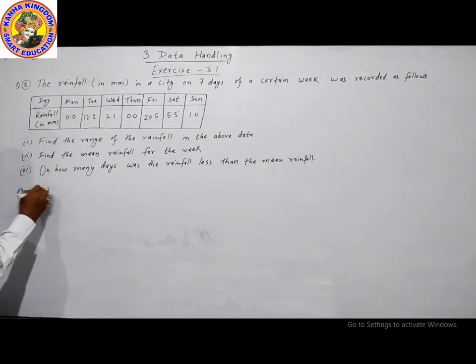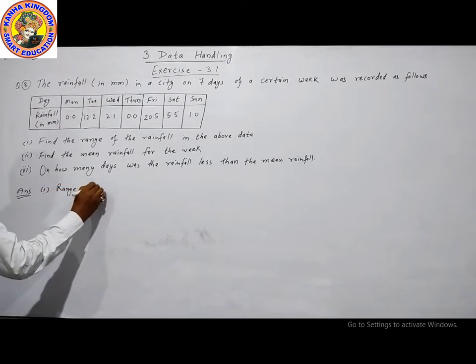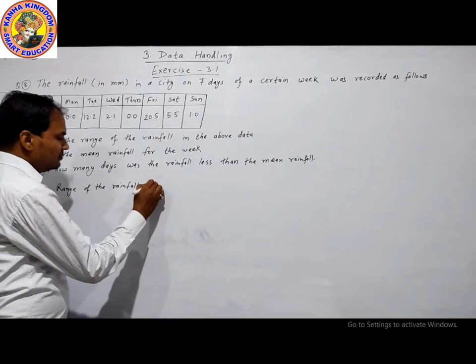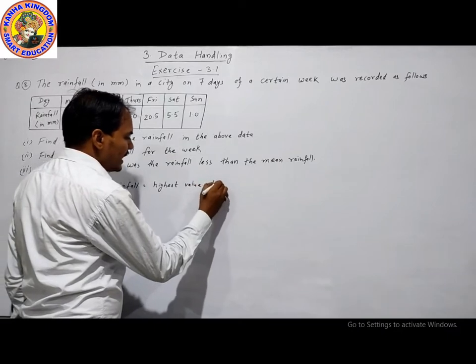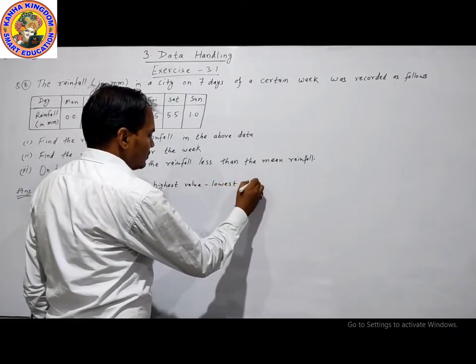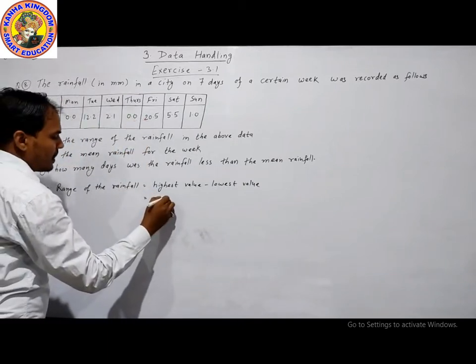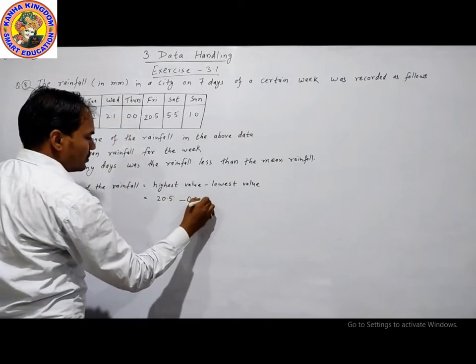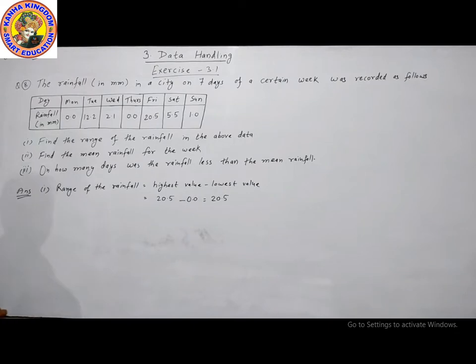Answer of question number 1: range of the rainfall is equal to highest value minus lowest value. The highest value of rainfall is 20.5 and lowest value is 0.0. So 20.5 minus 0.0 is equal to 20.5. This is our range of rainfall.